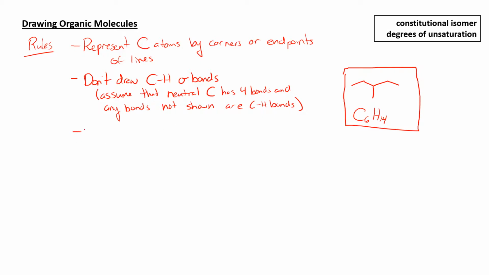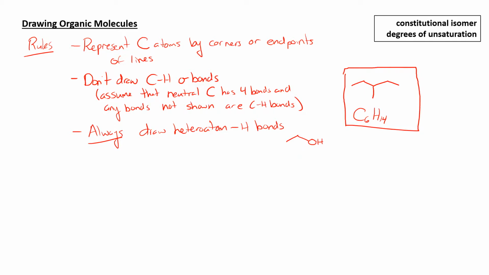The third rule is always draw heteroatom hydrogen bonds. Right? So in this case, we don't have any nitrogens or oxygens in there, but if we were to draw something like ethanol, we would have to have an OH there.